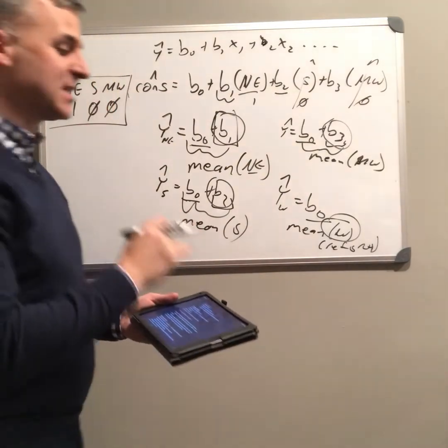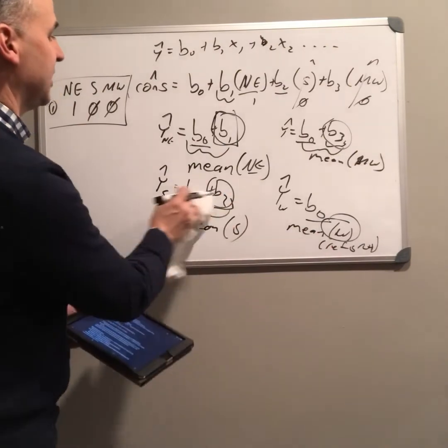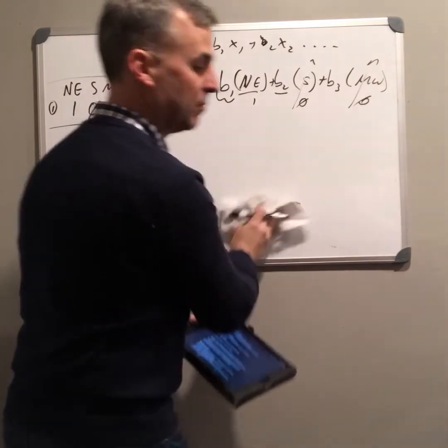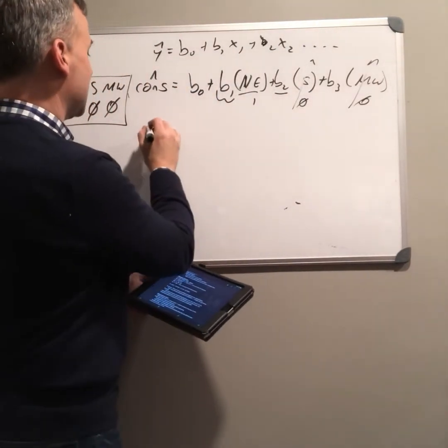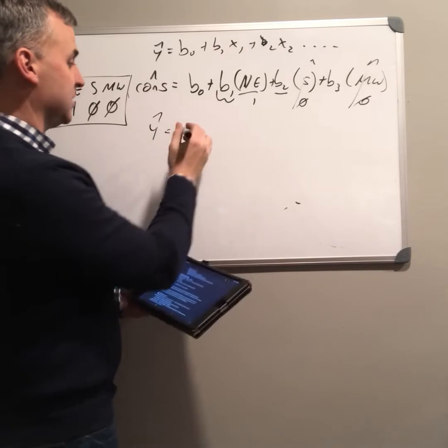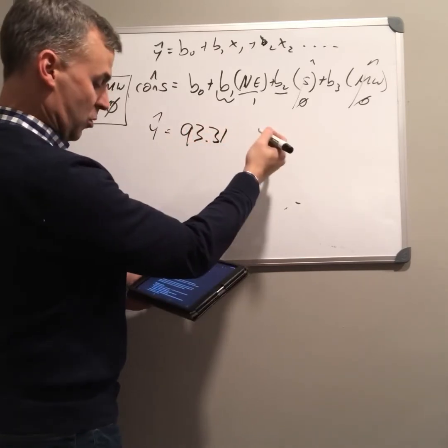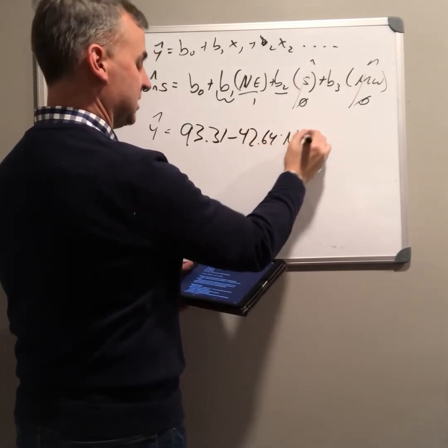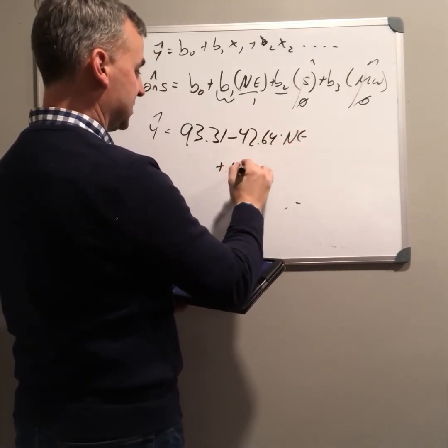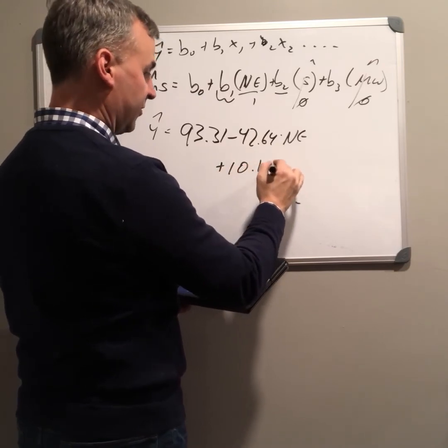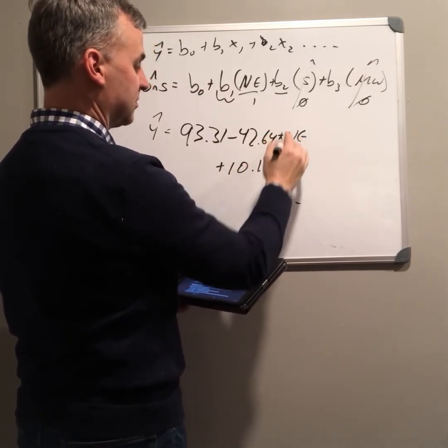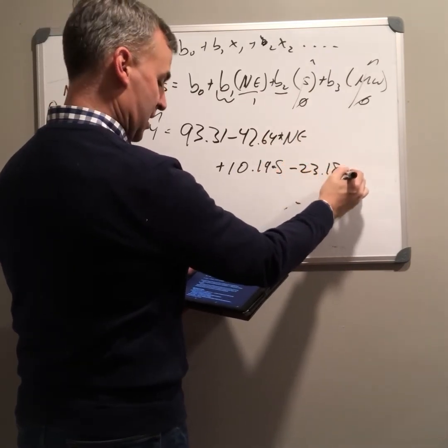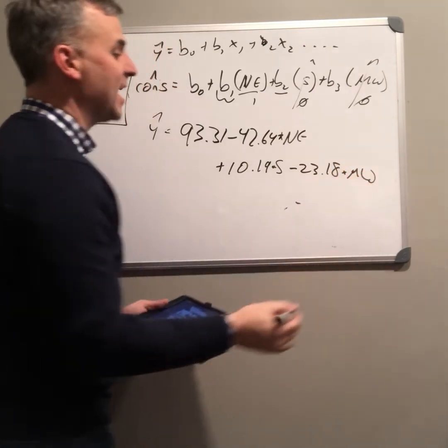So that was just an aside about standard deviations. If I was going to add some numbers to this equation, and again, these are made up numbers, but if I was going to say that y hat, our conservative values here, is equal to 93.31 minus 42.64 times Northeast plus 10.19 times being from the South, there's a little asterisk there for times, minus 23.18 times being from the Midwest, right?